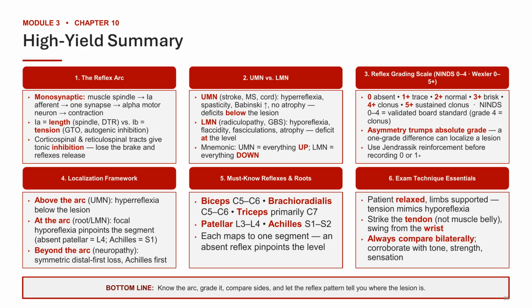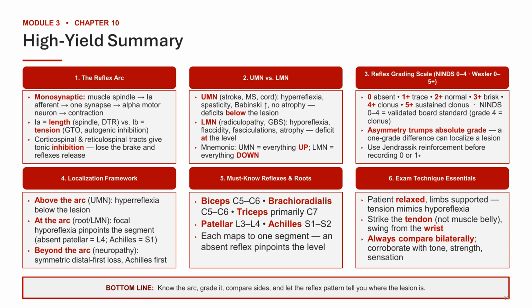2. Upper versus lower motor neuron. UMN: stroke, MS, cord compression, hyperreflexia, spasticity, Babinski, no early atrophy, with deficits below the lesion. LMN: radiculopathy, Guillain-Barré, hyporeflexia, flaccidity, fasciculations, atrophy, with the deficit at the level. The mnemonic, UMN, everything up, LMN, everything down.